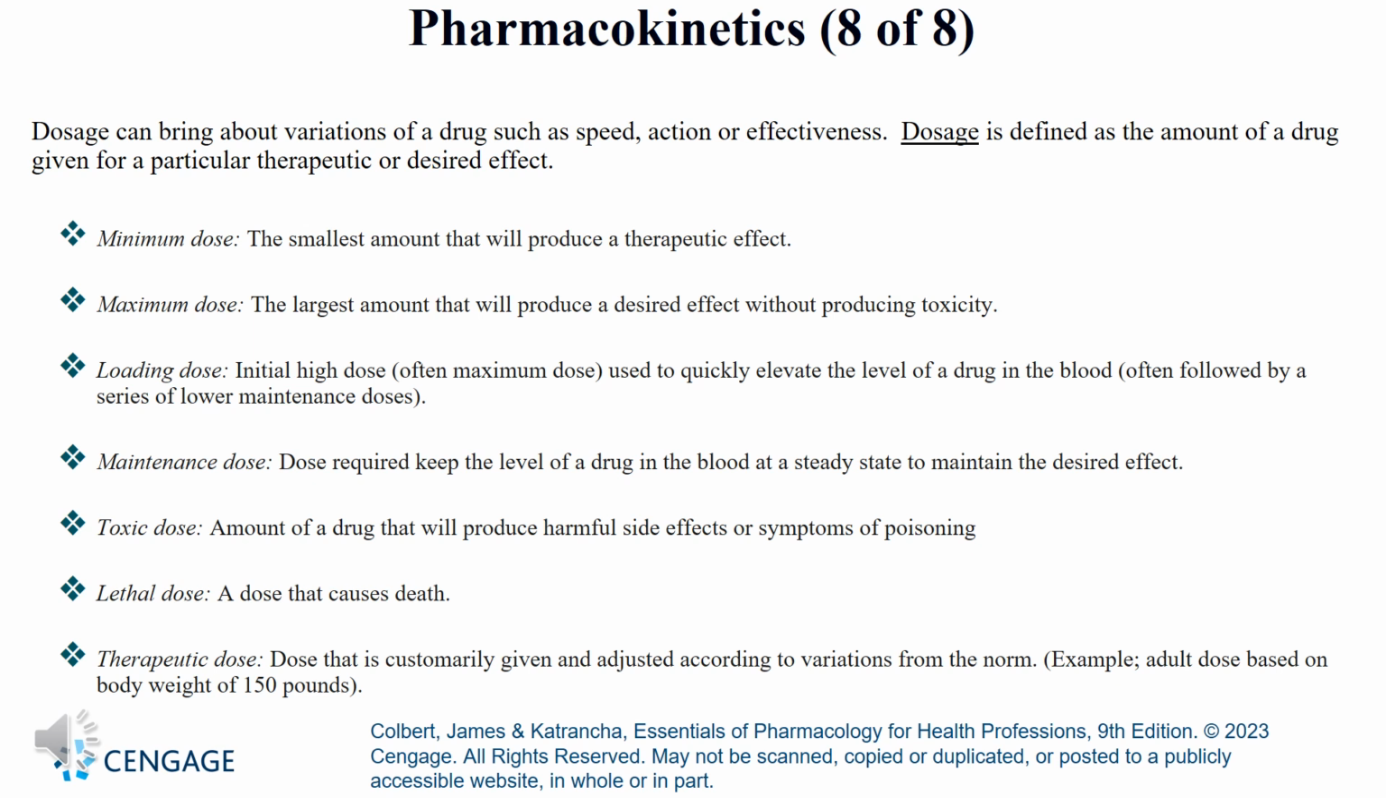If you've ever taken steroid drugs, you know you start at the very maximum and then you come down. That's an example. Your maintenance dose is the dose required to keep the level of a drug in the blood at a steady state to maintain the desired effect. Your toxic dose is the amount of a drug that will produce harmful side effects or symptoms of poisoning. You have to be very careful with that. A lethal dose is a dose that can cause death. Hence, lethal dose. Therapeutic dose is that customarily given and adjusted according to variations from the norm. An example would be an adult dose based on a body weight of 150 pounds.